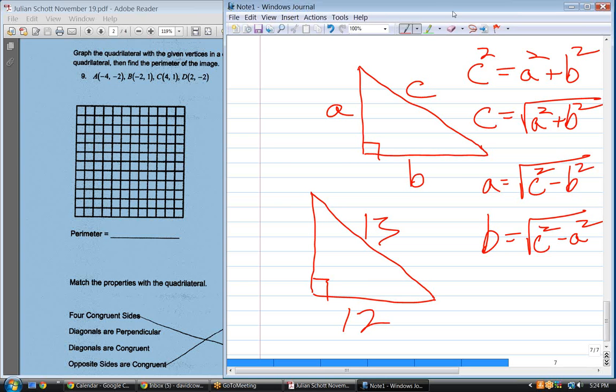Okay? So you really only have to remember two formulas. You don't have to remember both of these. Look, they look exactly the same, right? When you're solving for one of the short legs of a right triangle, it's always the square root of the hypotenuse squared minus the other side squared. Okay, so let's solve for x.